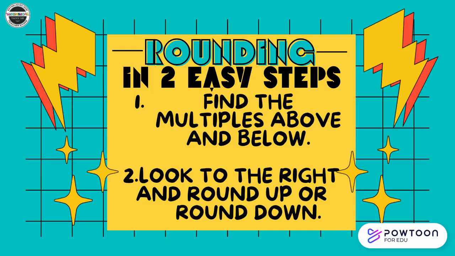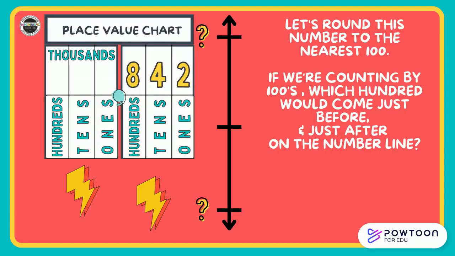We're going to learn rounding in 2 easy steps. Step 1, find the multiples above and below. Step 2, look to the right and round up or round down. Let's round this number to the nearest 100. If we're counting by hundreds, which 100 would come just before and just after on the number line? Pause the video and talk it over with your partner.